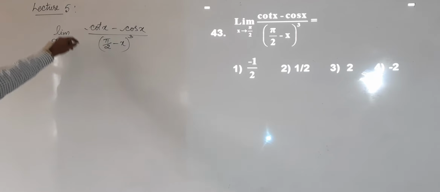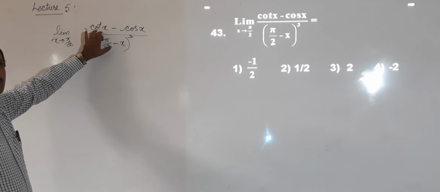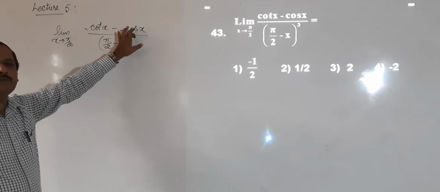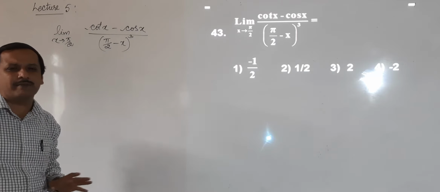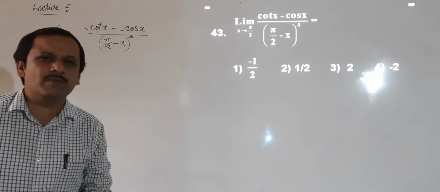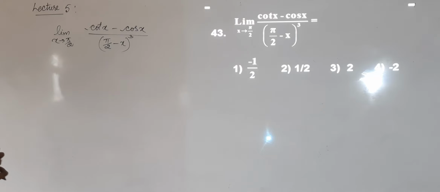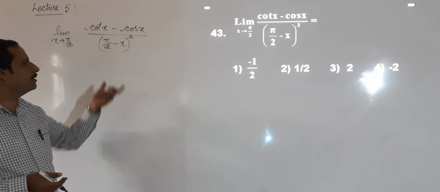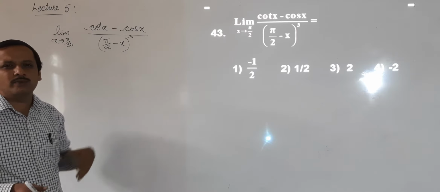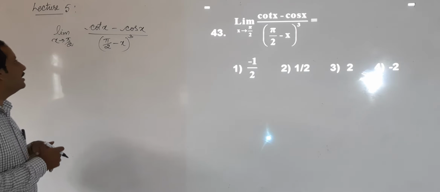If I directly apply the limit, I am getting cot pi by 2 here. Cot pi by 2 is 0. Minus cos pi by 2, that is also 0. Denominator pi by 2 minus pi by 2, which is also 0. 0 by 0, an indeterminate form. So you can use L'Hospital's rule, but it will take more time because there is whole cube. So you may have to differentiate thrice.